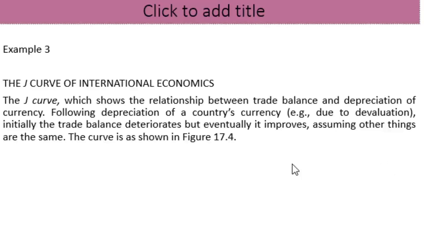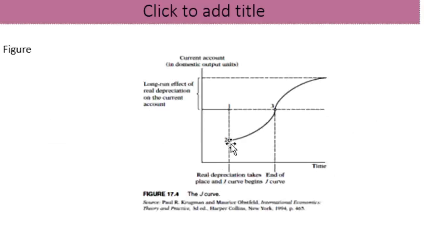Then the third example is the J curve of international economics. The J curve shows the relationship between the trade balance and depreciation of the currency. This relationship shows that following the depreciation of a country's currency or due to devaluation, initially the trade balance deteriorates, but eventually it improves, other things remaining the same. That is, following the devaluation, firstly the trade balance will deteriorate, then it will improve. And this shows it will take time to show its impact on the trade balance.